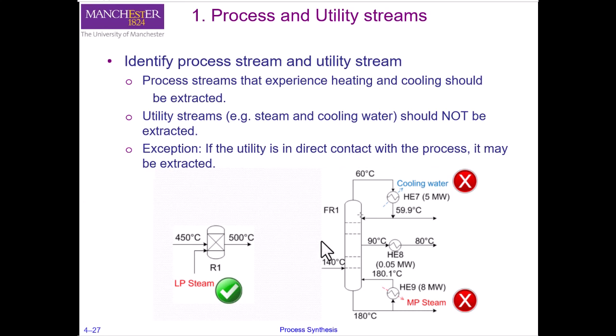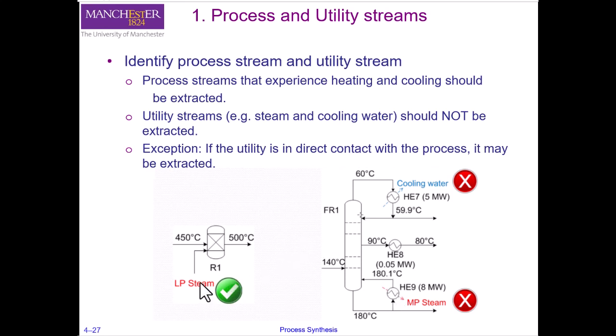So we don't need to extract them in advance. We find that duty at the end of the design of our heat exchanger network. So for example, here we have cooling water as cold utility, and here we have MP steam as hot utility. So we don't need to extract them for pinch analysis, because these are external utilities, and the values of these utility streams are dependent on our heat exchanger network design. But there is an exception.